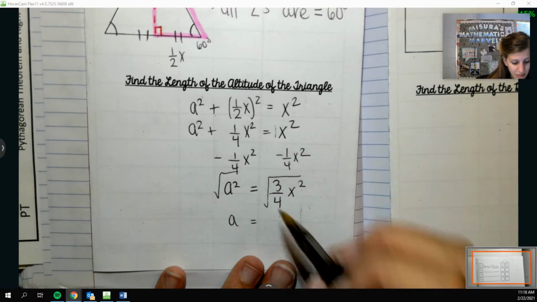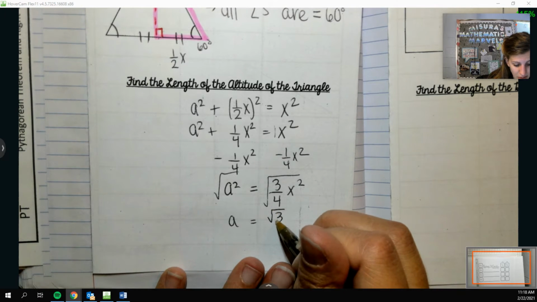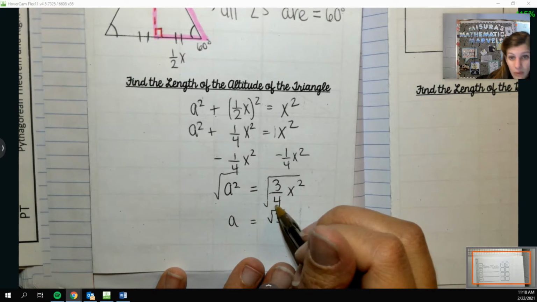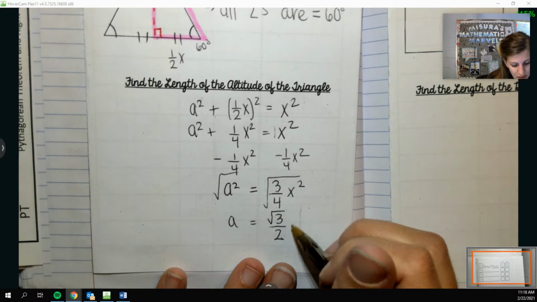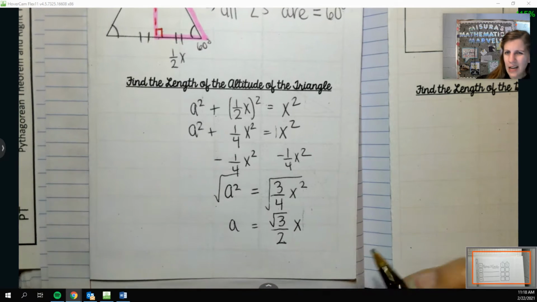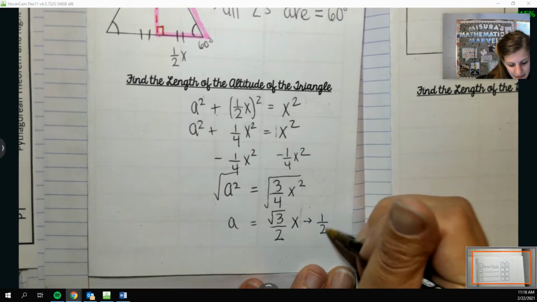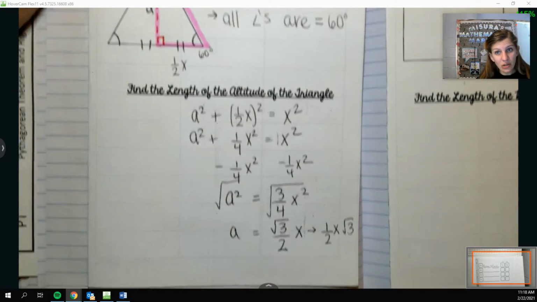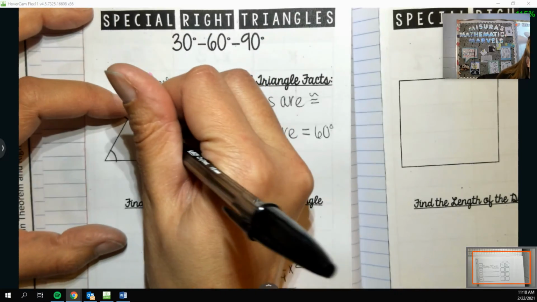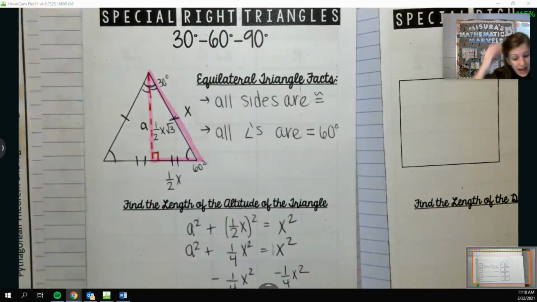So the square root of 3 I don't know. I'm going to have to leave it as square root of 3. The square root of 4 I do know. That's 2. And the square root of x squared is just x. Now to write this a slightly better way, what I have is half of x, and then a root 3 would be the altitude. And that's good to have them all in terms of x.